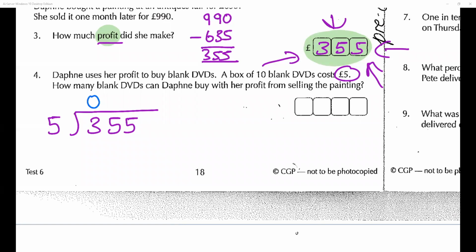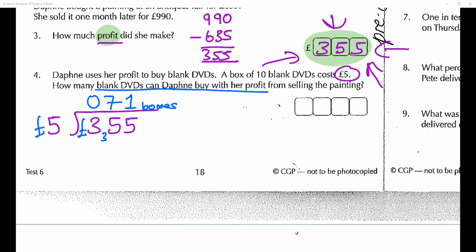5 goes into 35 7 times, and 5 goes into 5 1 time. Okay, and the question says how many blank DVDs can she buy? So they don't want to know how many boxes you can buy. We've just worked out how many boxes you can buy for £355.